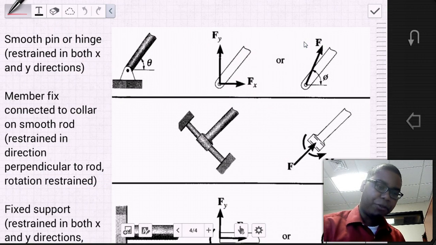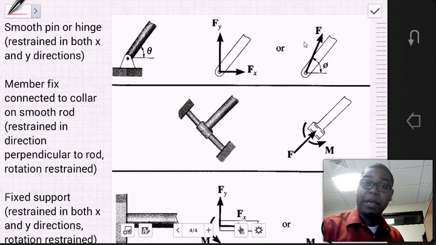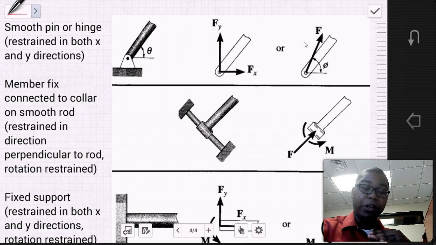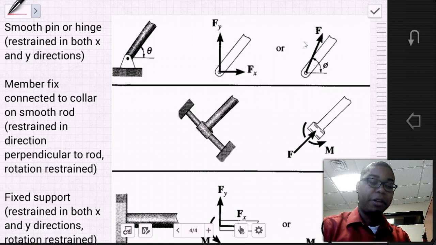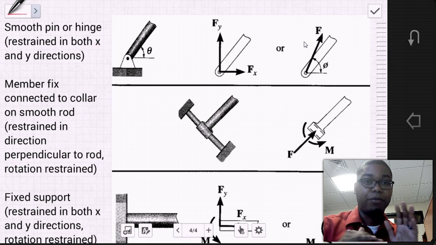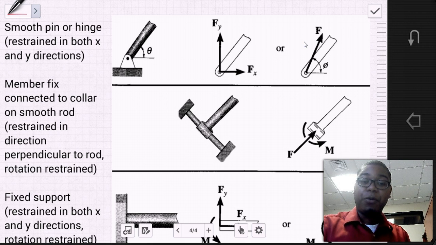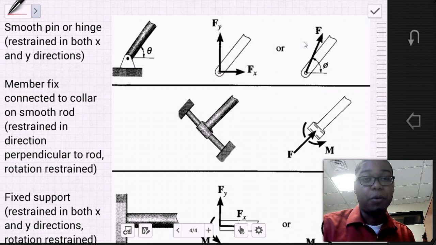Okay, and now let's look at the last three here. The smooth pin we already went over. It's rigidly attached to the floor. It's free to rotate, but it's restrained. The body is restrained in both the X and the Y direction. And in that case, we develop the components, two component forces, Fx and Fy, which are directed along the X and Y direction. And we can replace those components with a force resultant F at some angle phi, which is relative to the x-axis, or relative to the y, either or.